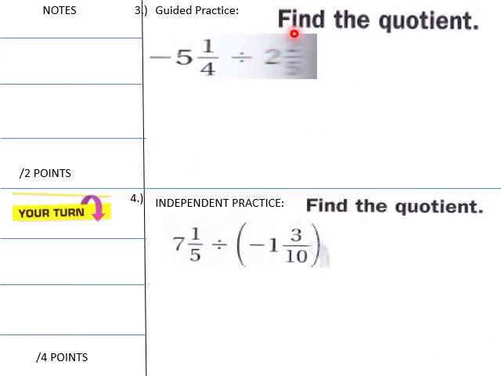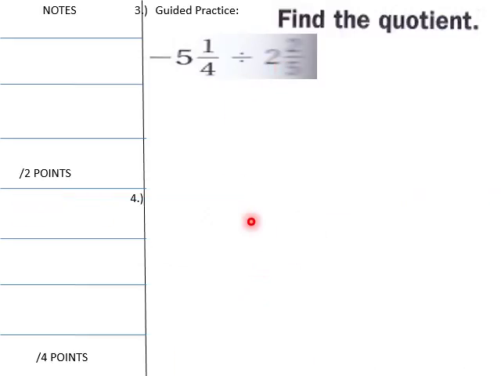-5 and 1/4 divided by 2 and 2/5. Students, this is yours. Pay attention so you can do these mixed number divisions here.